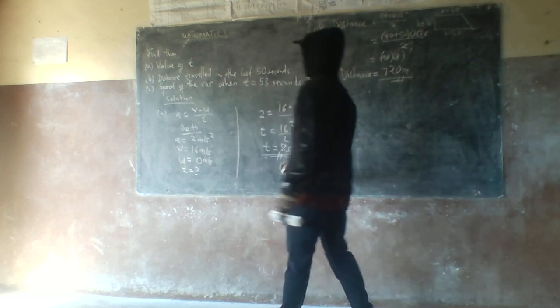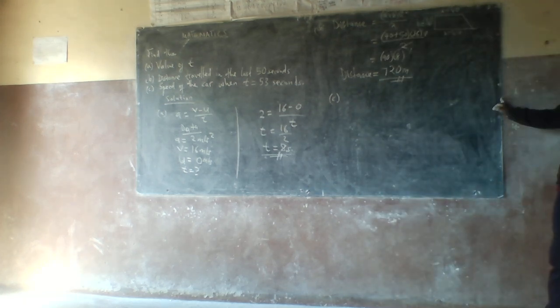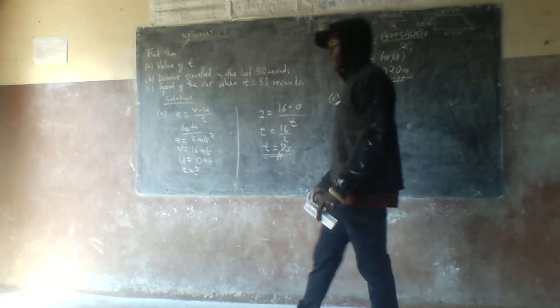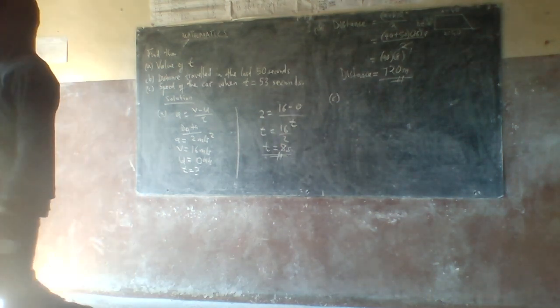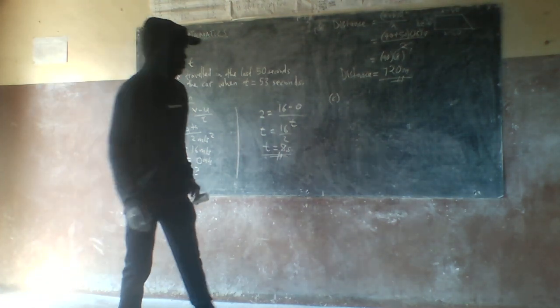C. Speed of the car when t was 53. You are calculating the speed of the car when the time was 53.